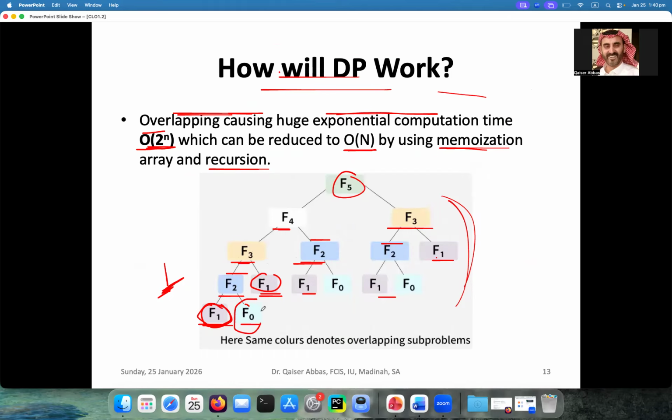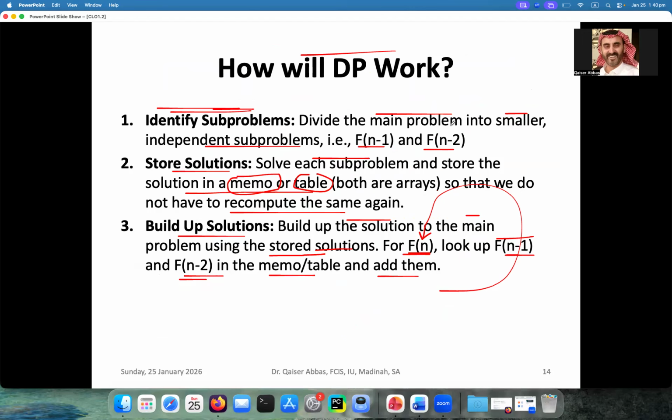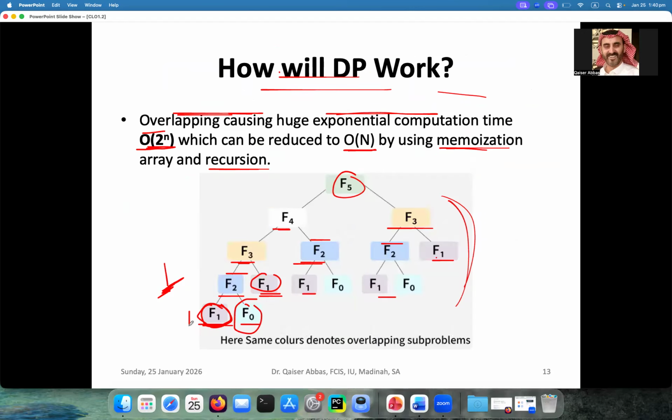So these two will execute first. What will happen now? When n is equal to 1, return 1. Now it is returning. That 1 will be returned. Similarly, for 0, it would be returned. Now let's see. This is the call to F2. These two calls are for F2.